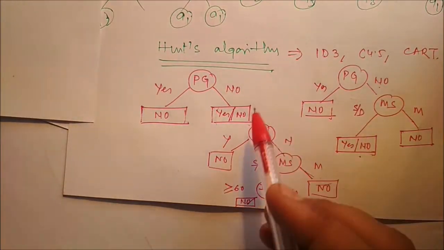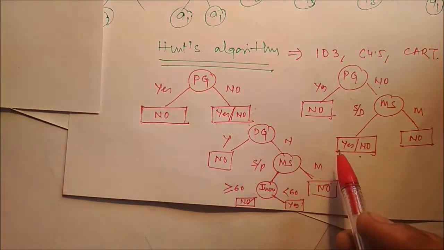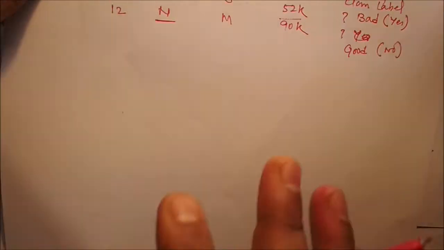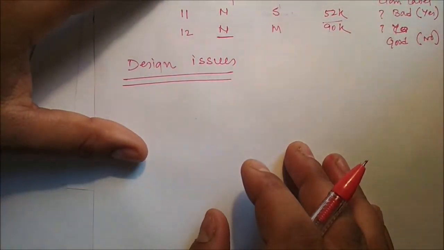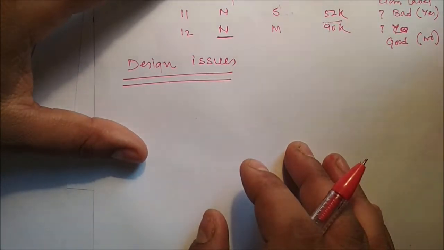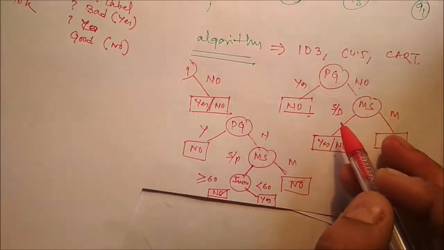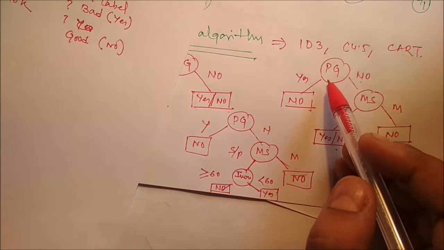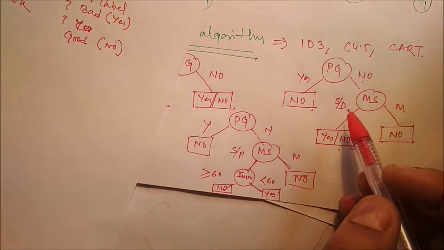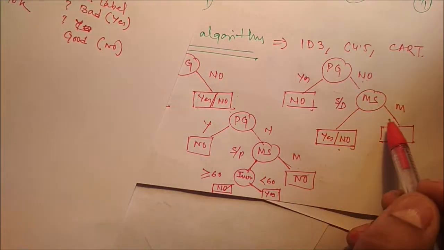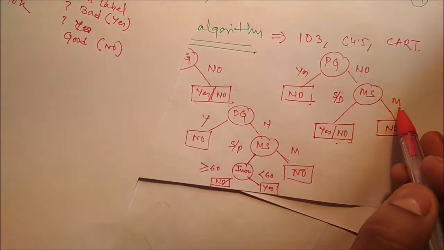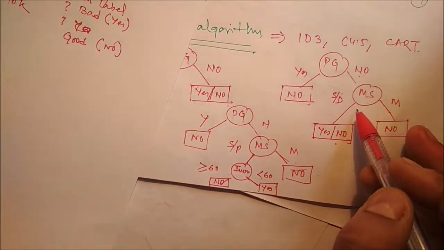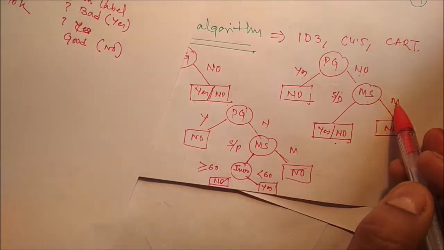So this is a simple explanation of how we can construct a decision tree. Next, we'll discuss design issues. Two issues are there. The question is, how should the training records be split? Here we split into two. If it is binary, then no problem. But if it is single, divorced and married, how can we split it? We can keep single and divorced together and another branch for married.